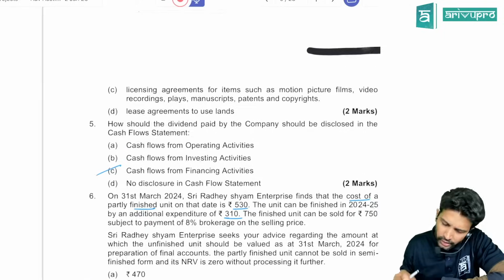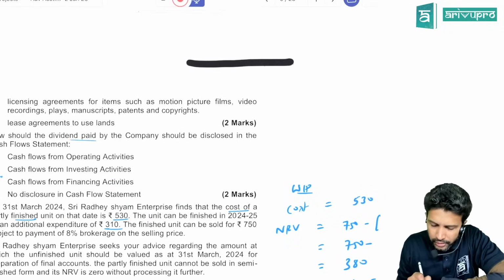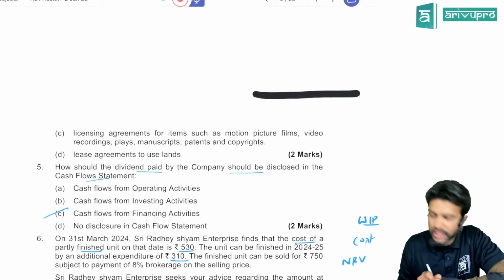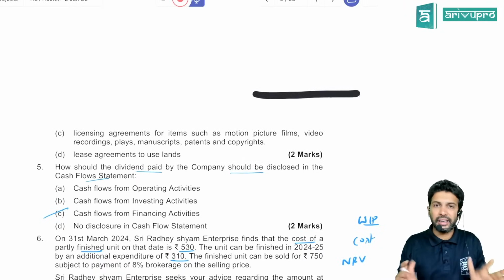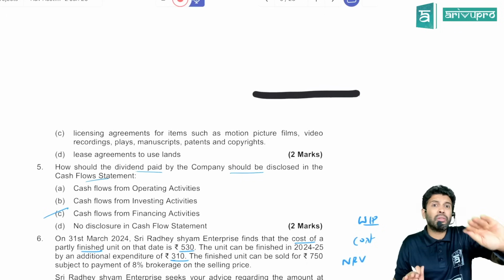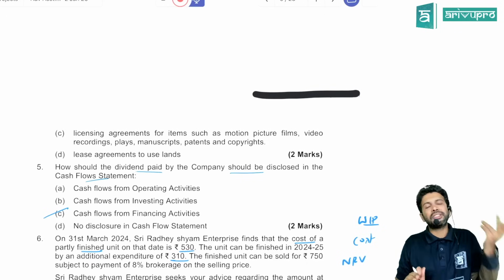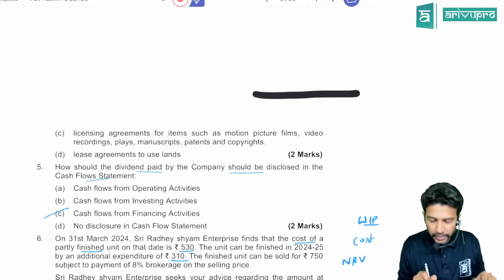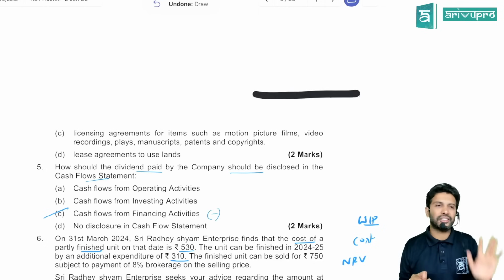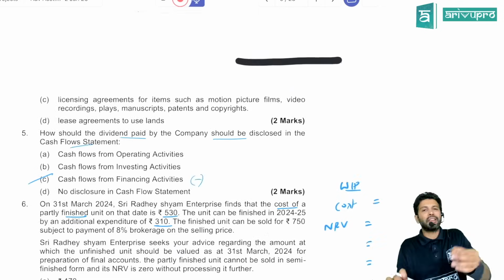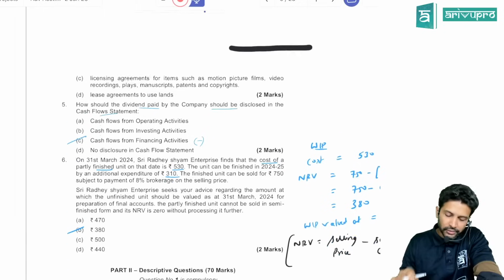How should dividend paid be shown by the company in the cash flow statement? So dividend paid is what activity? Whether it's equity dividend or preference dividend, equity shares and preference shares are all a source of finance. That means dividend paid, equity or preference, is a financing activity. And for financing activity, you will show it as minus. Now they did not ask plus or minus. They asked where will you show? It will come under financing activity.